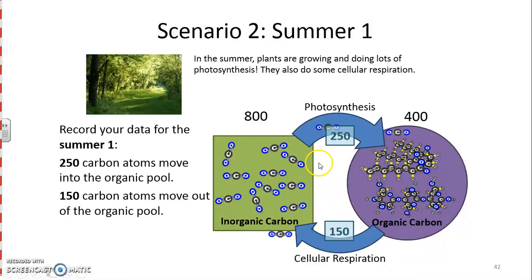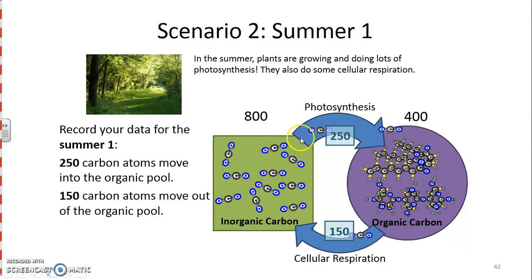So let's say that this summer, if we're talking about organic carbon, we have a positive flux of 250 pounds, and we have a negative flux of 150 pounds. So we can guess that our forest, because our positive flux is bigger than our negative flux, is going to get heavier. If we go over here and look at our inorganic carbon, we can guess the opposite. It's actually losing more carbon than it is gaining.